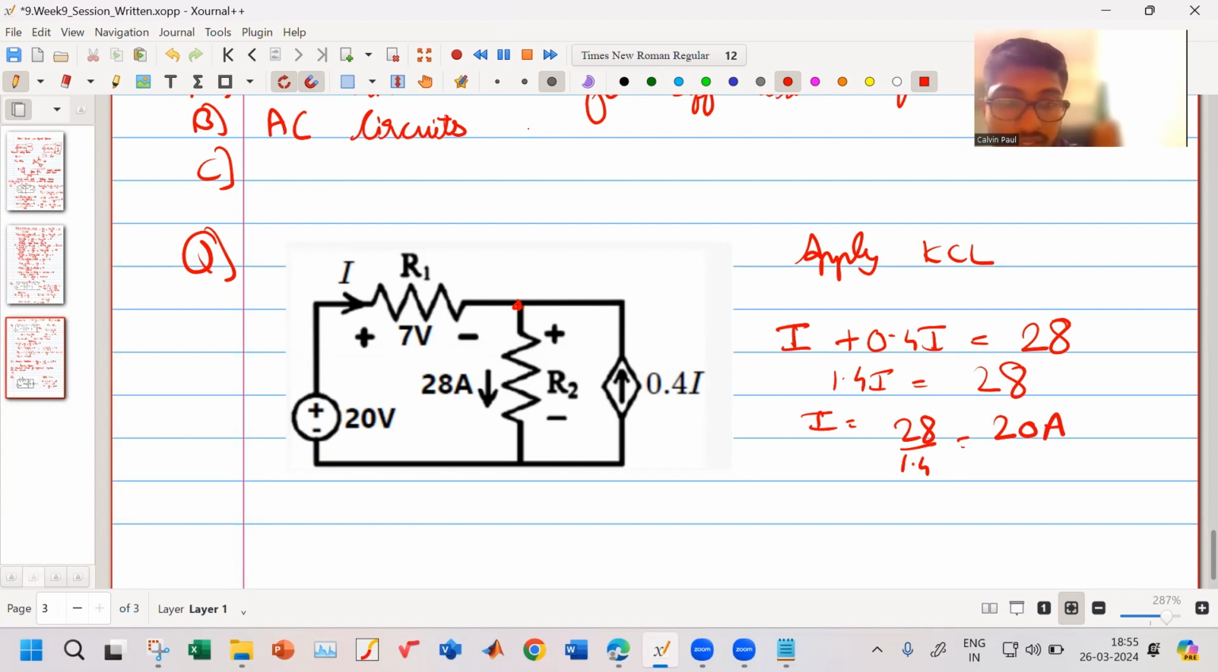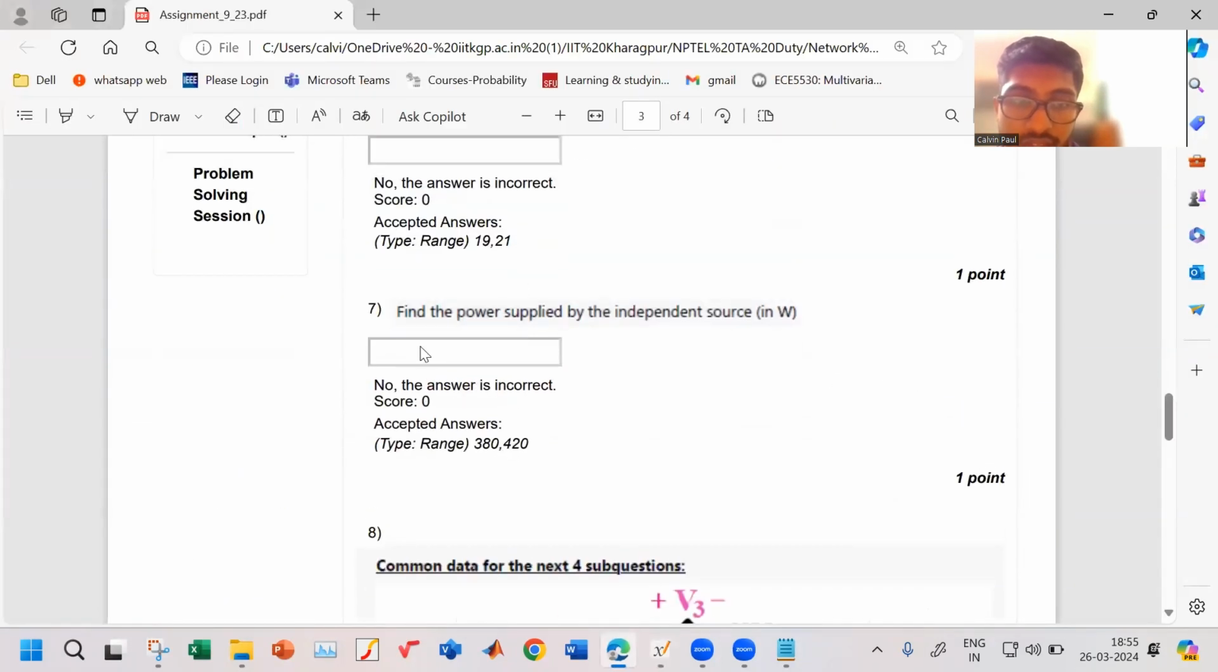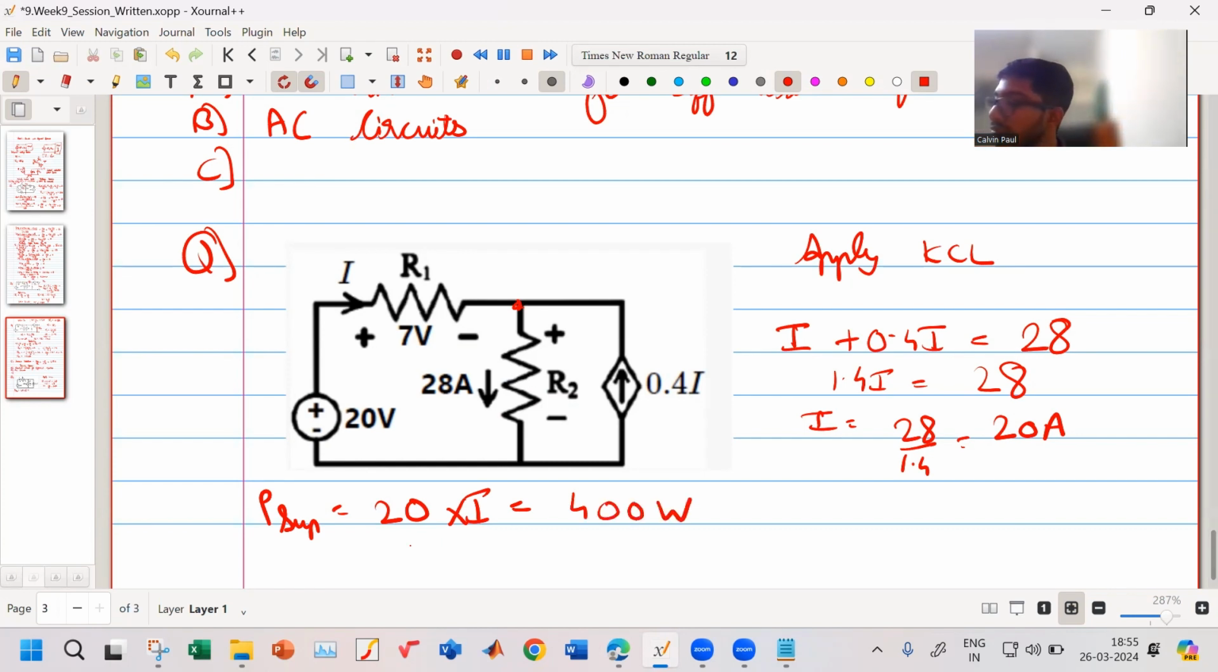Let me check. They ask to find the power supplied by the independent source. So what will be the power supplied by this independent source? 20 into I. How much is that? 400 watts. Okay, then we'll go to the next question.